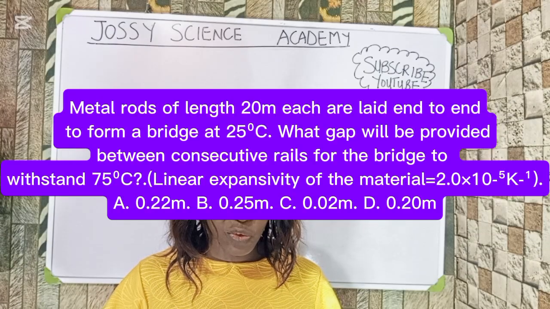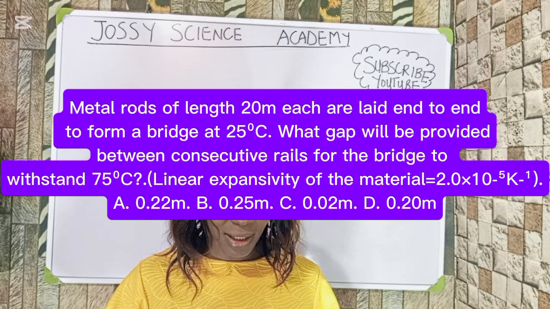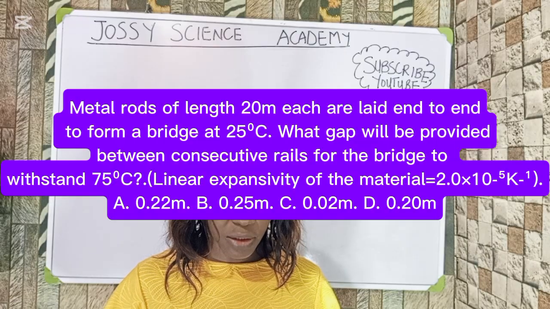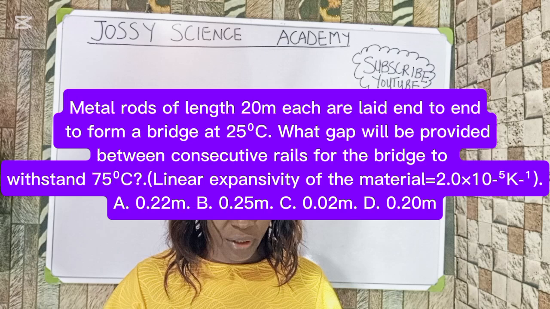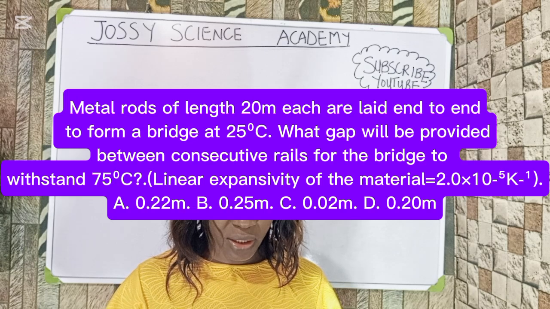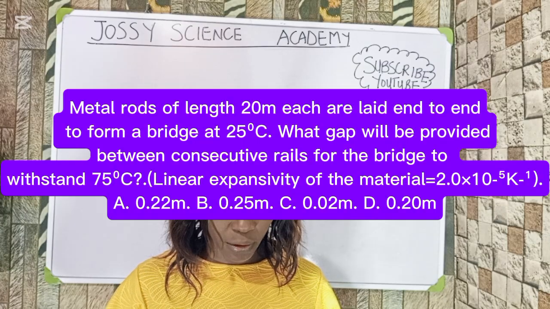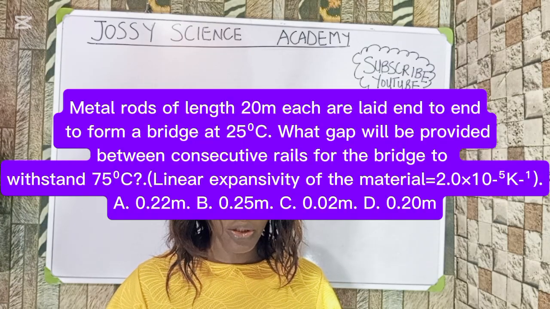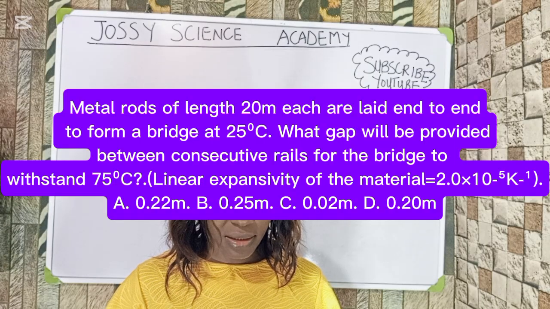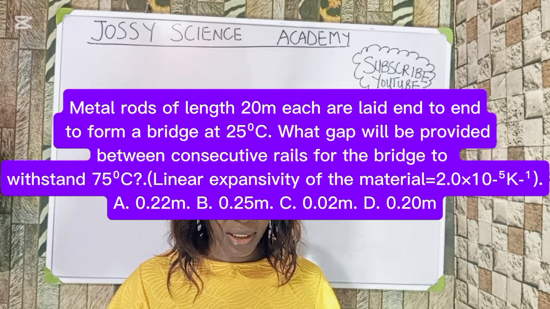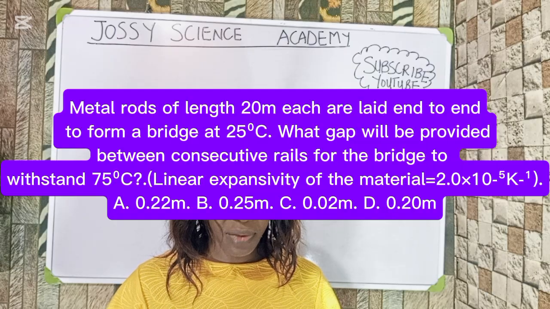Metal rods of length 20 meters each are laid end to end to form a bridge at 25 degrees Celsius. What gap will be provided between consecutive rails for the bridge to withstand 75 degrees Celsius? We are given the linear expansivity of the material to be 2.0 times 10 to the power of minus 5 per Kelvin. So we have the following options. Option A, 0.22 meters. Option B, 0.25 meters. Option C, 0.02 meters. Option D, 0.20 meters.